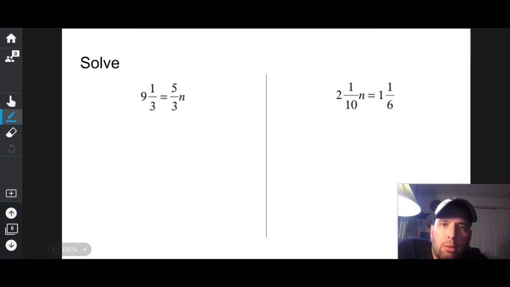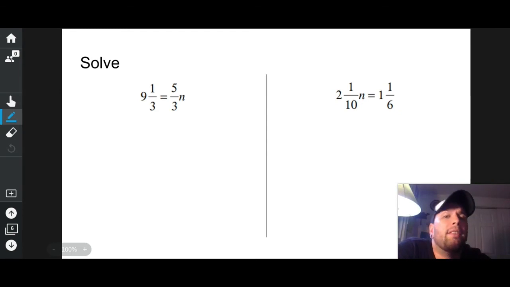Fractions are great. Calculators are great. But calculators and fractions aren't the best friends. They have a hard time understanding each other. So I want to try to do as much as I can without a calculator, especially when we're dealing with fractions. Is n over here all by itself?